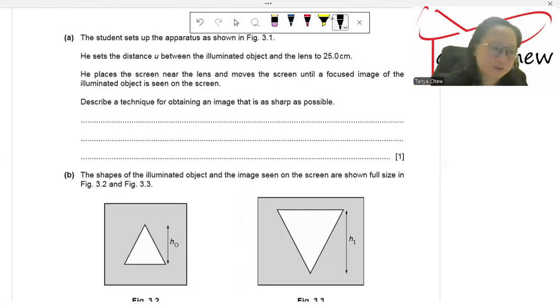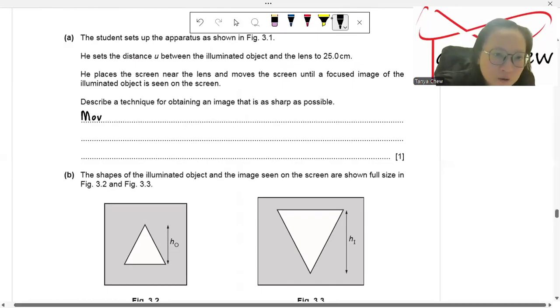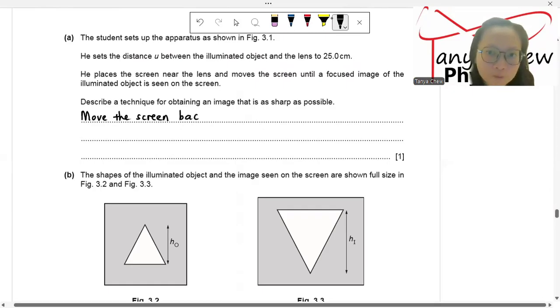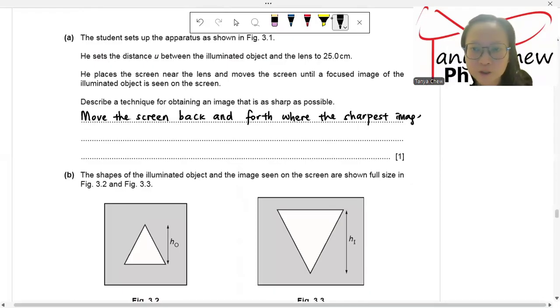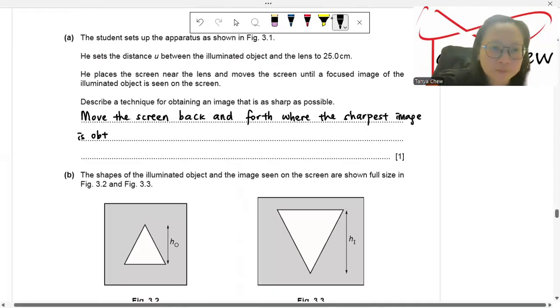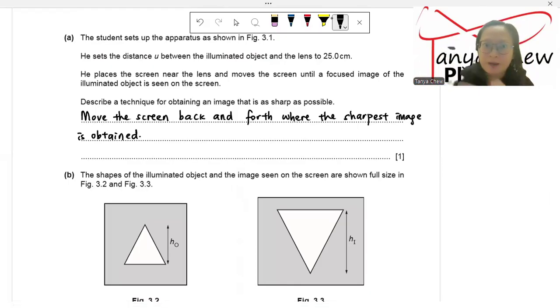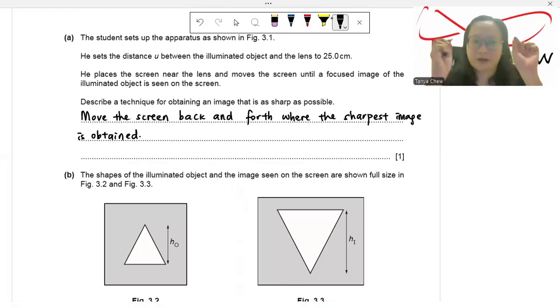So first, I will just say that you move the screen back and forth, forward, backward, right? And then where the sharpest image is obtained, because you don't know initially, until you see, okay, when you move forward, no, quite blurred, then try to move backward a bit. Oh, I found it. That is the sharpest image. Right. Okay, I stop right there.